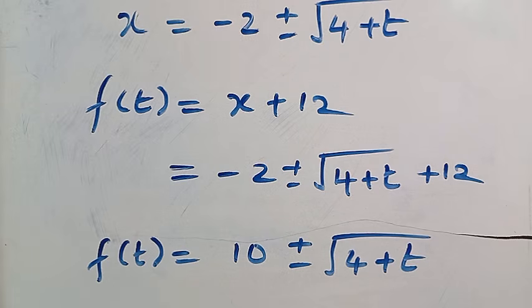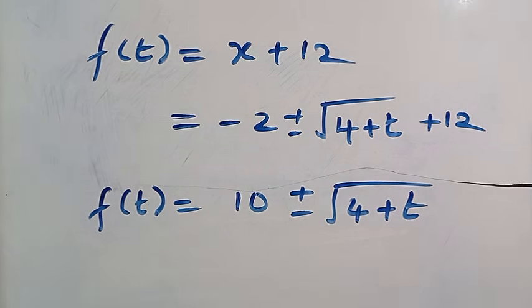But there is something here we have to understand: we want to consider whether it's a single value function or a double value function. Obviously this carries plus or minus, so we are getting two different f of t: first is 10 plus the square root of 4 plus t, and 10 minus the square root of 4 plus t. But let's put it in practical terms. Assume I assign a value to t to check what will be the output and what will be the input.